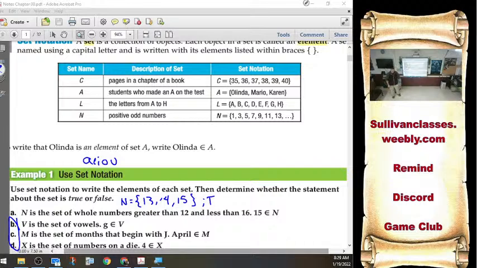A, E, I, O, U. Okay. So there's my set of vowels. That, I swear, that's an E. And then you tell me, is G an element of V? And then do the other ones.